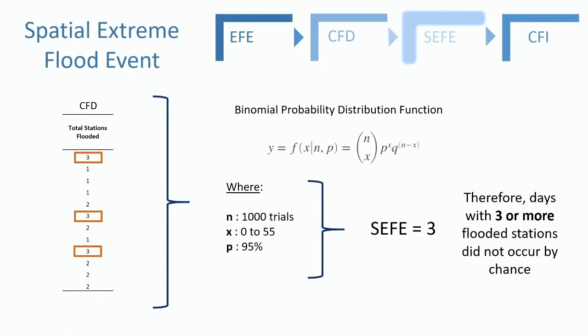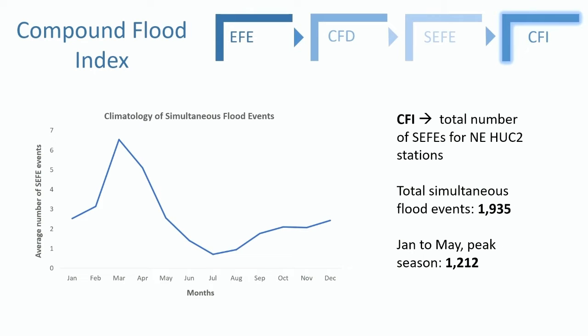Therefore, any days that had 3 or more stations flooding throughout this time series, those were determined to not occur by chance. Now, using this threshold, we're able to determine our CFIs. So based on that 3 or more stations flooding threshold, we found the CFI for HUC 2 to be over 1,900 events in total. So that's over the course of the whole year.